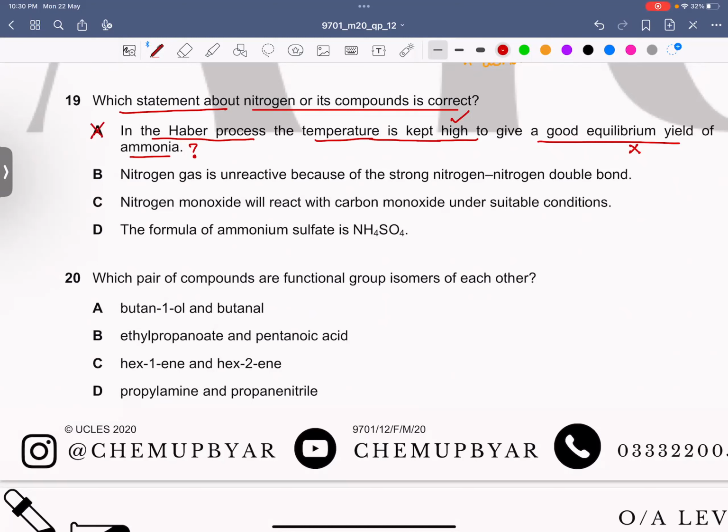Now, next option. Nitrogen gas is unreactive because of the strong nitrogen-nitrogen double bond.